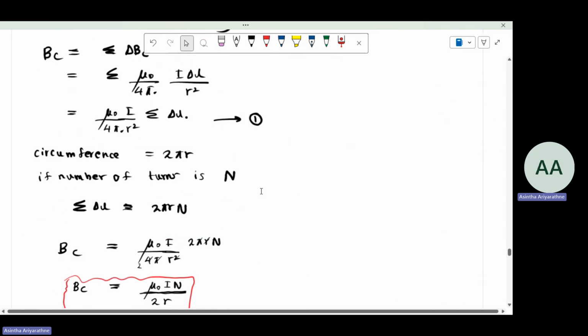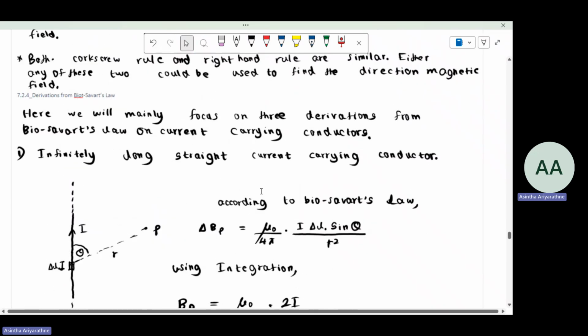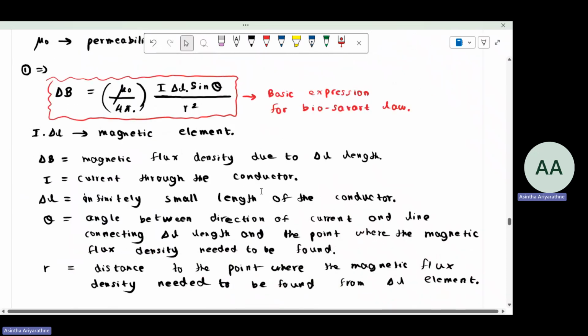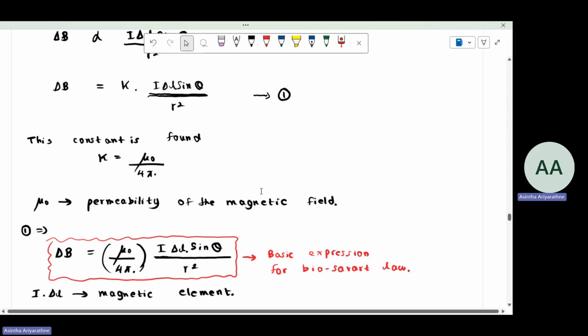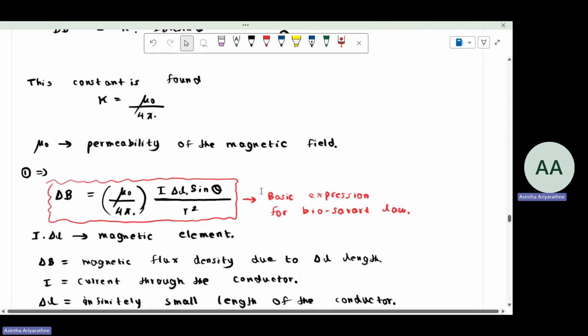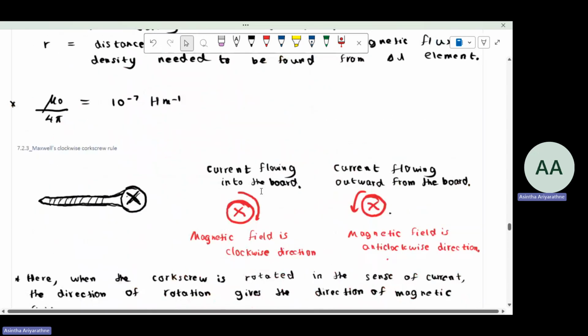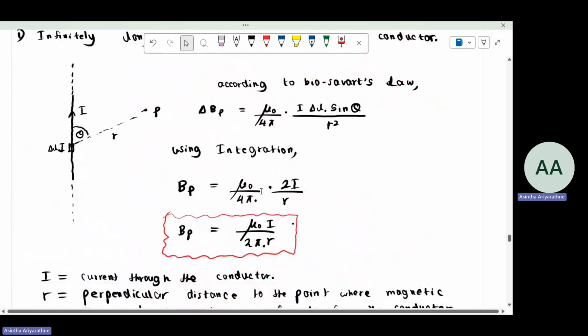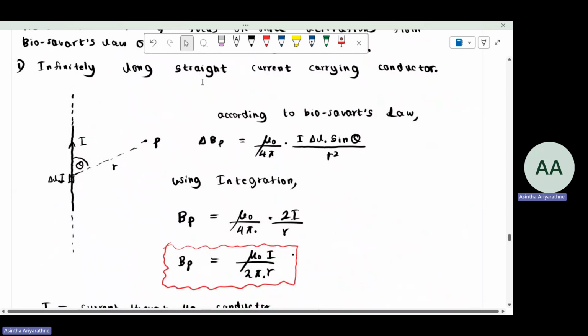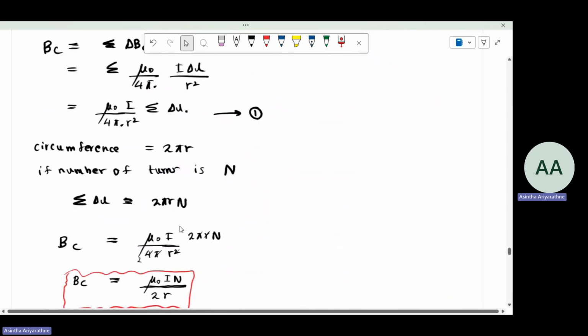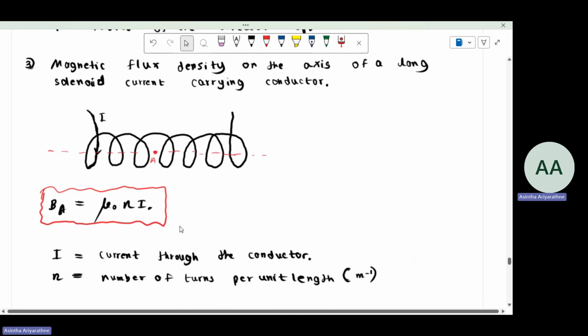In the previous session, we learned about the Biot-Savart law, the basic expression behind the derivation of the magnetic flux density around a standard current carrying conductor. We learned how to find the magnetic flux density around an infinitely long straight current wire, a circular current carrying loop, and a solenoid like this, right?